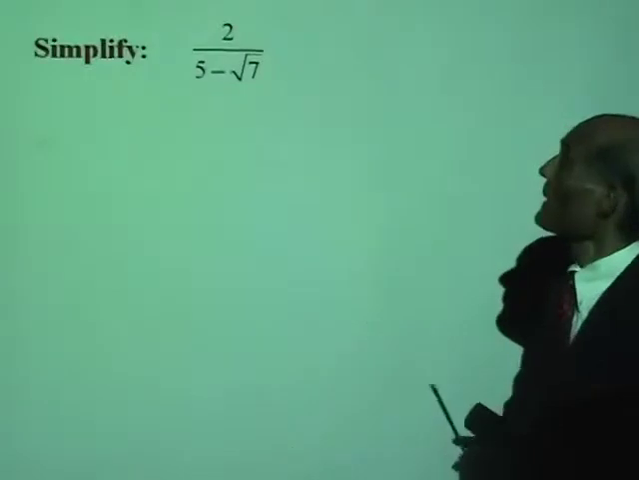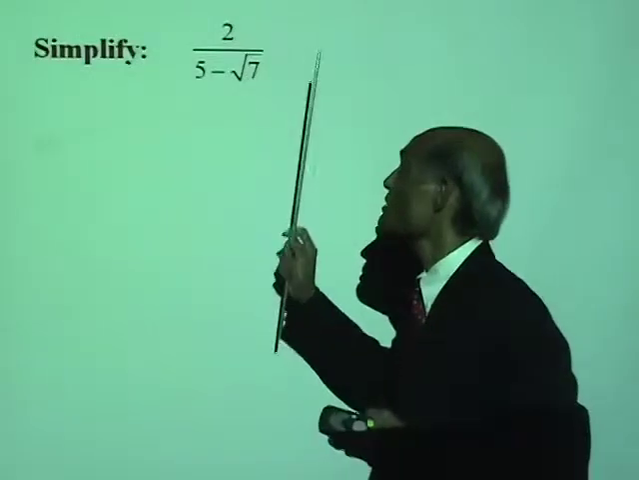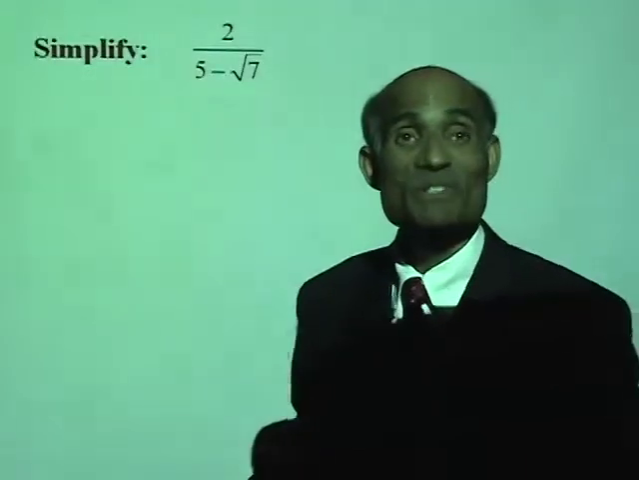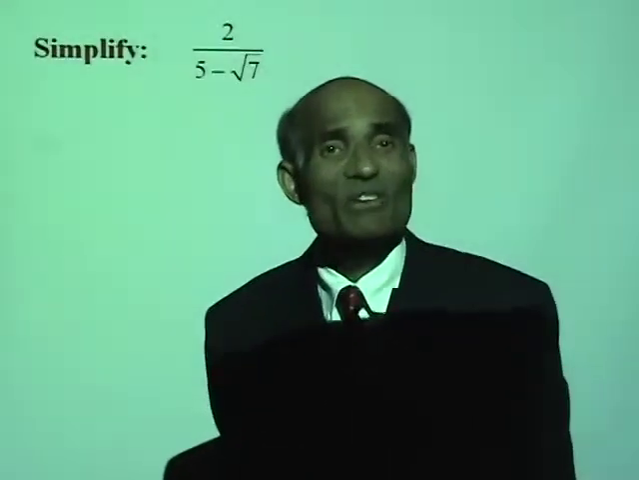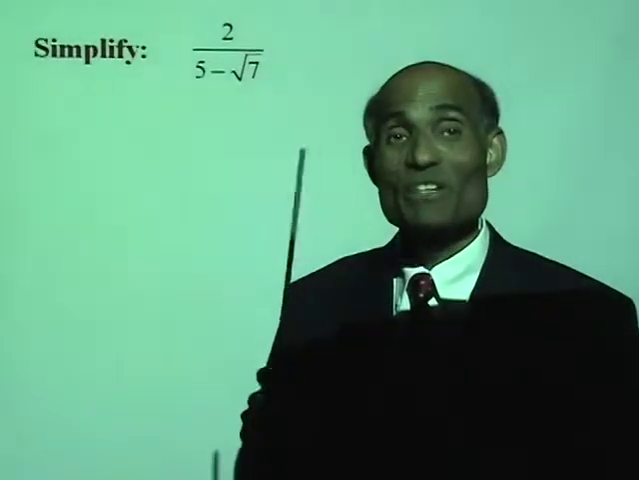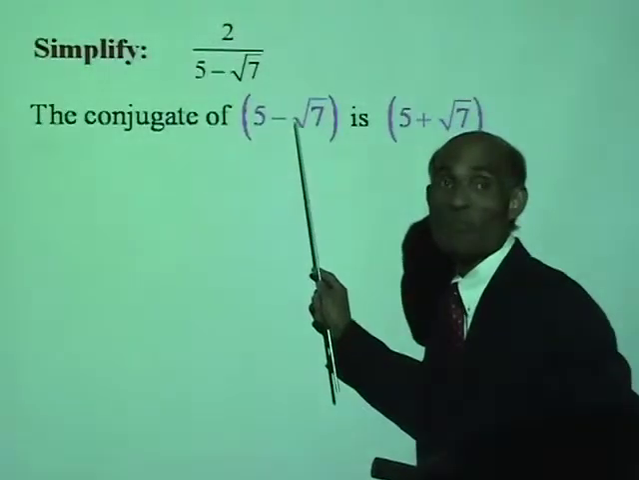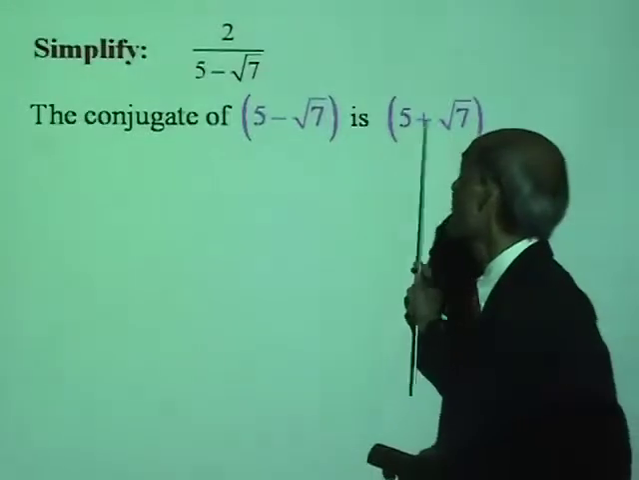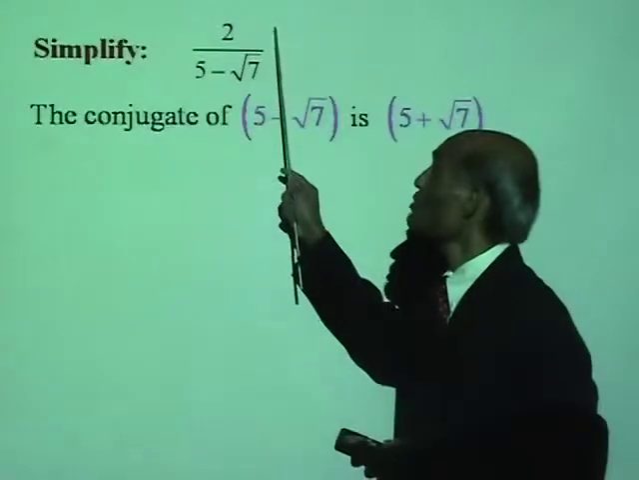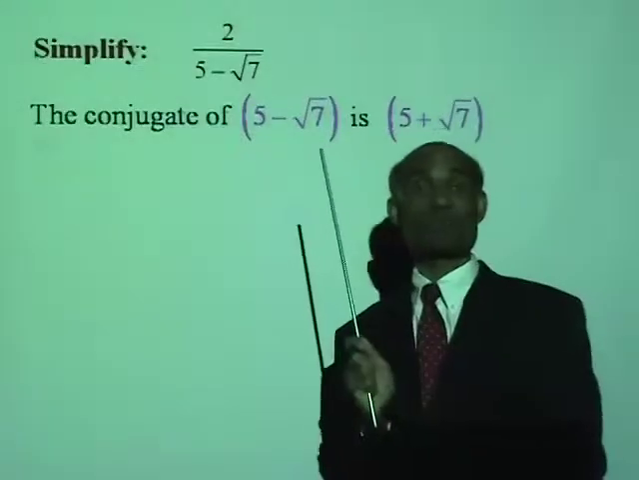Another one. Simplify 2 divided by (5 - √7). Look at the denominator, 5 - √7. What is the conjugate of 5 - √7? The conjugate is 5 + √7. The conjugate of 5 - √7 is 5 + √7. What do we do? Multiply the numerator and denominator by 5 + √7.